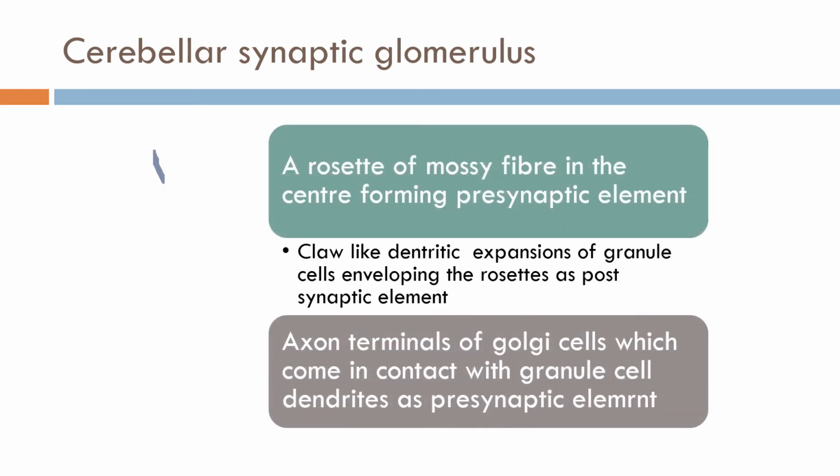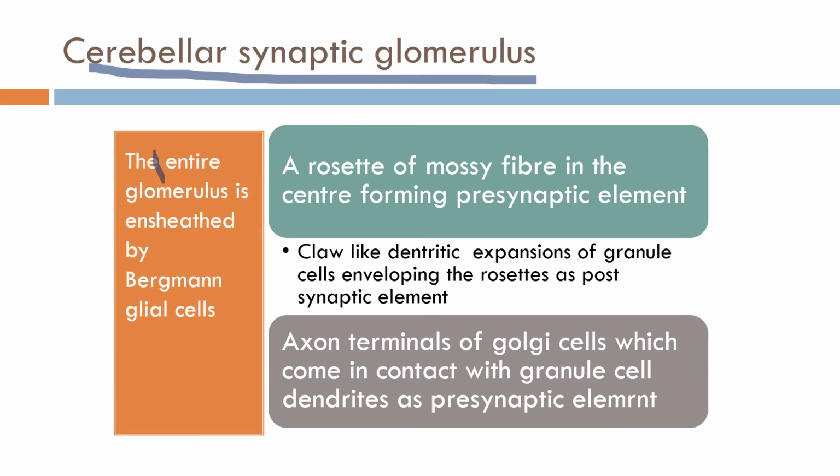So we have to know this important part, cerebellar glomeruli. What is cerebellar glomeruli? A rosette of mossy fiber in the center, surrounded by claw-like dendritic extensions of granule cells, and the axons of the Golgi cells. So two different cells are there, dendrites of the granule cells and axons of the Golgi cell. In the middle is the rosette. This is the rosette of mossy fiber. The total glomerulus is ensheathed by the Bergmann glial cells. So this may be asked as a very short question or MCQ for you, cerebellar glomerulus.